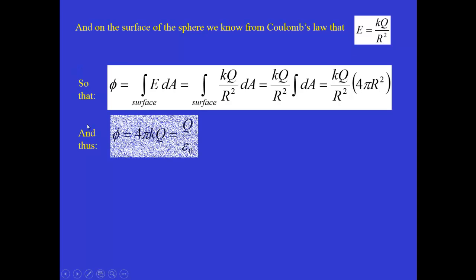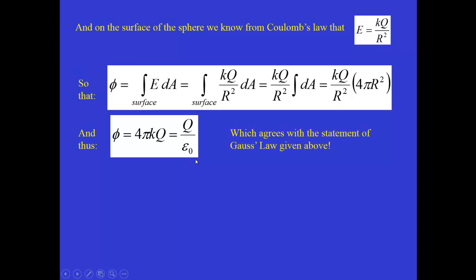So the result is that phi is equal to 4 pi times the Coulomb constant times q, which was the point charge inside, and that's the same as q over epsilon 0. So this agrees with the statement of Gauss's law given above, so long as we realize that the q in this equation is the total charge inside the closed surface.